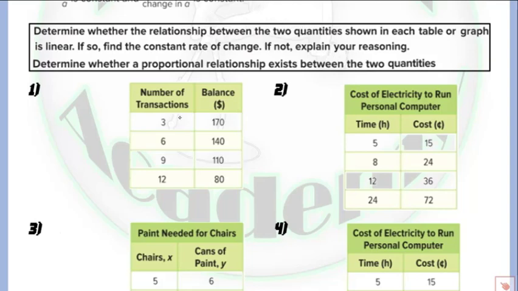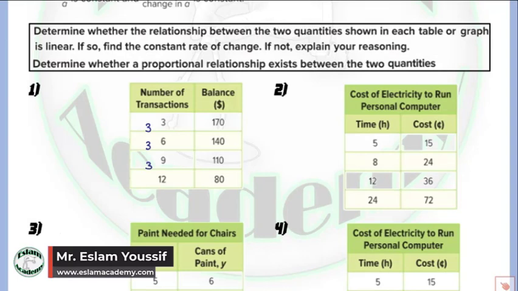To find the rate of change, we will start from x. That is the first number now for x. 3, 6, 9, 12. You will find that in all of the values we increase. It means we add. 3 becomes 6 if we add 3. 6 becomes 9 if we add 3. 9 becomes 12 if we add 3. Now for y. 170, 140, 110, 80.